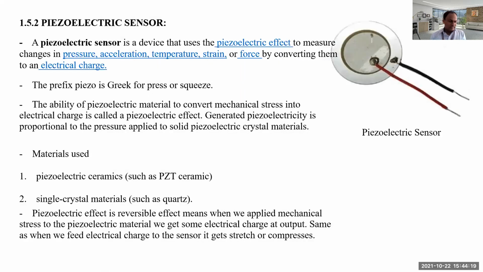Now the next sensor is the piezoelectric sensor. We are going to see. The piezoelectric sensor is a device which is using the piezoelectric effect to measure the change in pressure, acceleration, temperature, strain, or force by converting them into electric charge. The prefix piezo is Greek for press or squeeze. Due to that squeezing action, there will be a change in electric charge, and that we are going to detect.